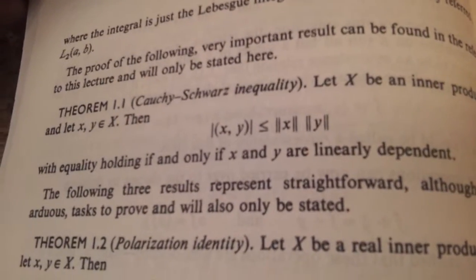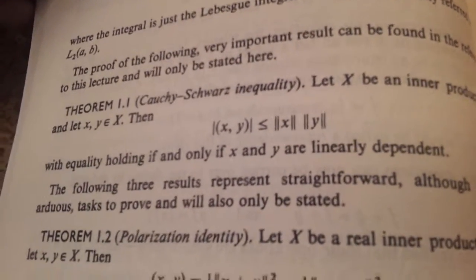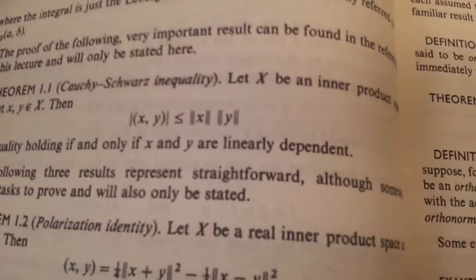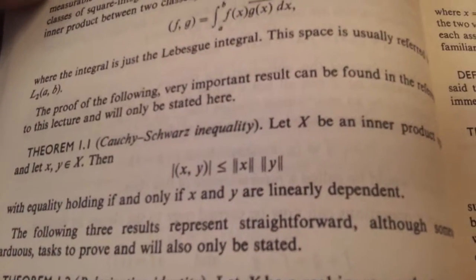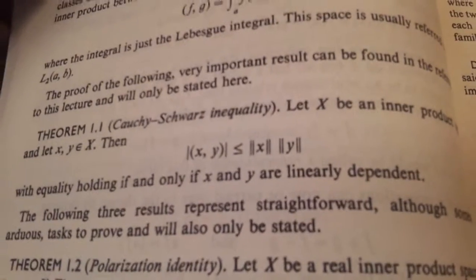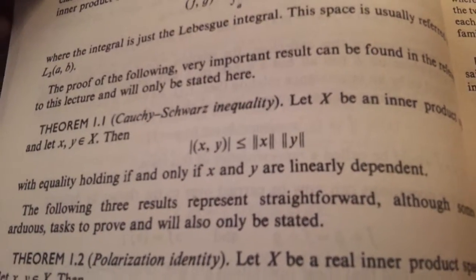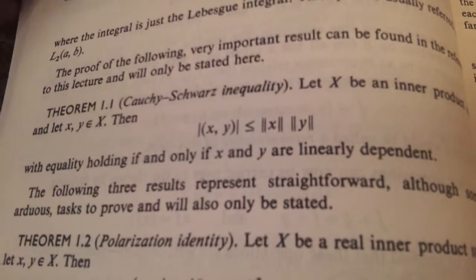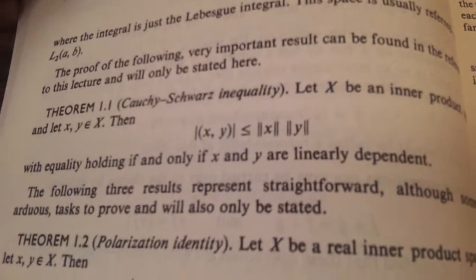Right, and there's only an equality in the case that x and y are linearly dependent, i.e. that the inner product between x and y is just going to be equal to the norm of x times the norm of y, which happens when you have two vectors that are in the same direction.